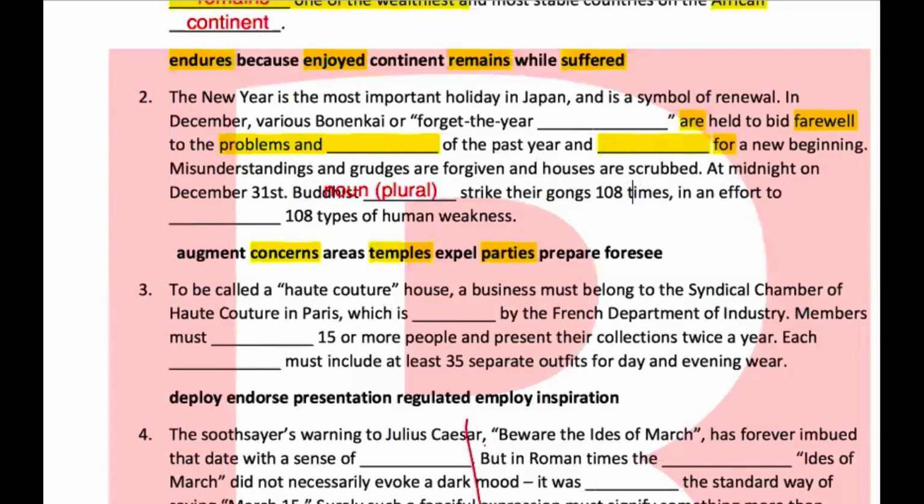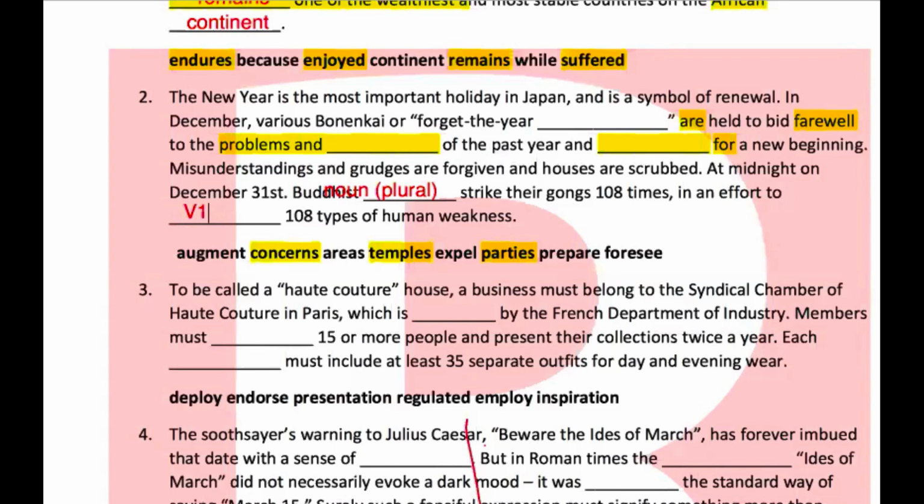In an effort to something 100 types of human weakness, there is a gap after to, which means you need a word which should be verb 1. How do I know that? Because after to we need verb 1. And if you look carefully, augment is a verb in first form, expel is a verb in first form, and prepare is a verb in first form. Prepare has already been used. So you have expel and augment, and foresee as well. Foresee, augment, and expel. These are the 3 words which are verb 1. Now, expel is a negative word. Augment and foresee are positive words.